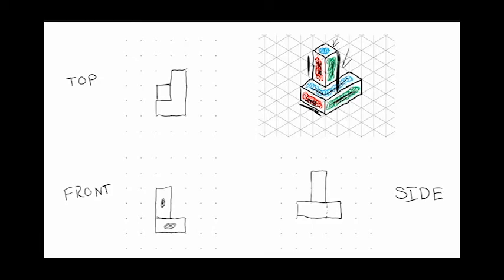Alright, that completes this module. Be sure you complete the homework for this module before you move on to the next one. In the next module, we'll be dealing with going from an orthographic projection, these 3 views, to an isometric drawing. So look forward to that.